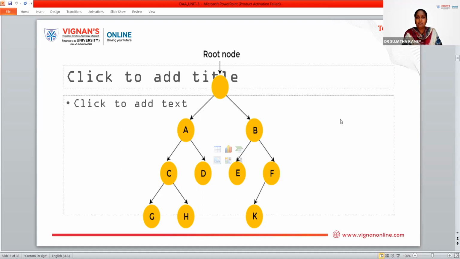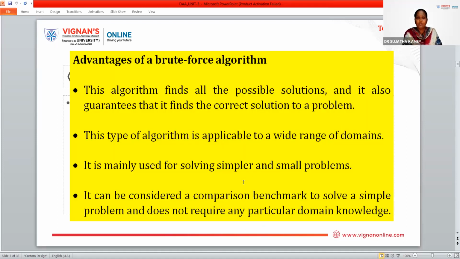What are the main advantages of brute force algorithm? This algorithm finds all possible solutions, and also it guarantees that it finds the correct solution to a problem. This type of algorithm is applicable to wide range of domains, and it is mainly used for solving simple and smaller problems. It can be considered as a benchmark to solve a simple problem and doesn't require any particular domain knowledge.